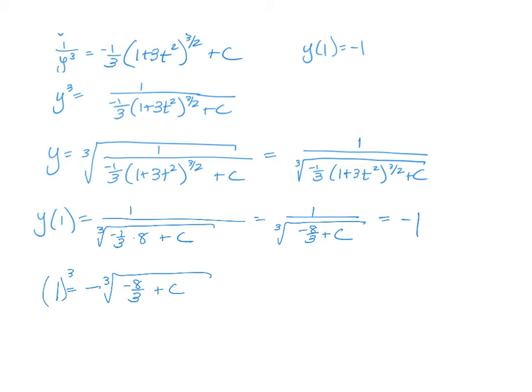Actually, first I'm going to move the negative to the left. Make things a little bit simpler. Cube, cube. So negative 1 cubed is negative 1 equals negative 8/3 plus c. Negative 1 plus 8/3 is going to be 2/3.